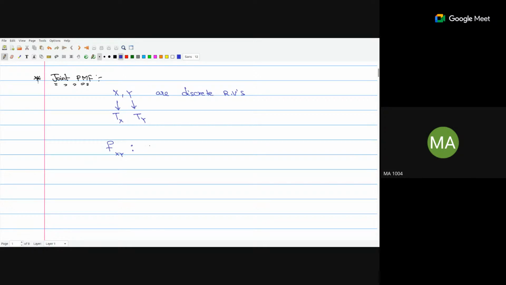This is defined from Tx cross Ty. When we say Tx cross Ty, it is a two-dimensional input: one input from Tx and another input from Ty. So two variables go in as input, and it maps to some number between 0 and 1. This is how the joint PMF function is defined. This is the domain of the function, and this is the codomain.